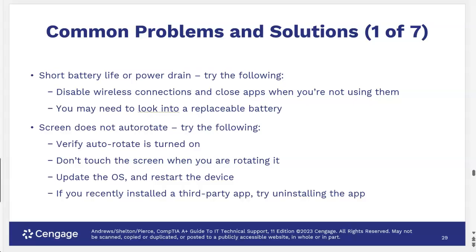Short battery life or power drain. Well, disable wireless connections. Disable cell if you're not using it. Replaceable battery. Who has a phone where you can replace the battery without taking the thing apart? Nobody. They're designed to be thrown in the landfill and then you get a new one, which is not very ecologically friendly. It does help the companies get their revenue in a steady flow. My Samsung Note 9 is, I think, 2-3 years old and the battery still goes for 2 or 3 days. Sometimes I think it's just a matter of being lucky and getting a good battery.